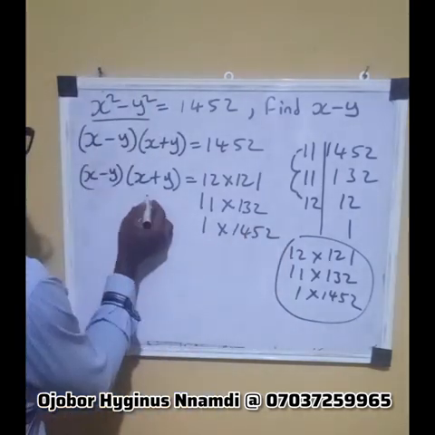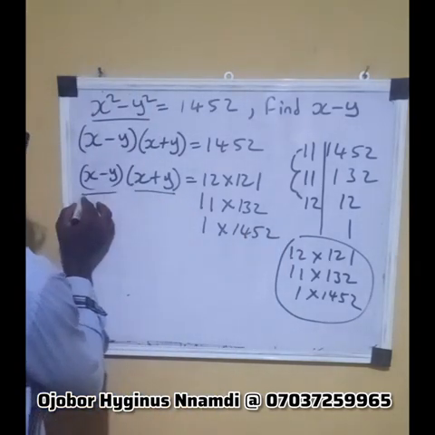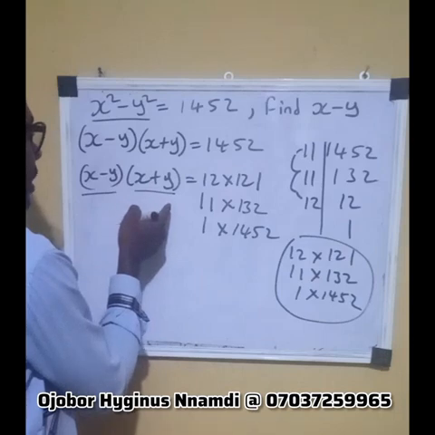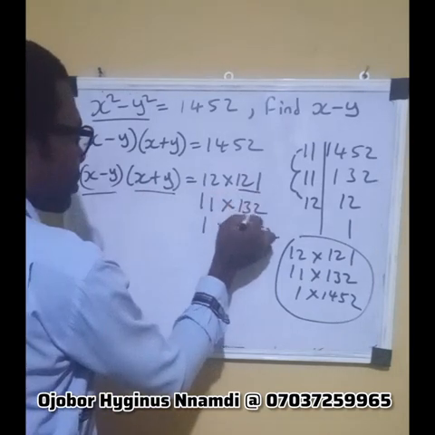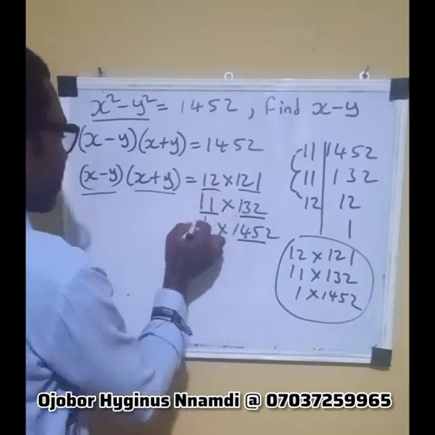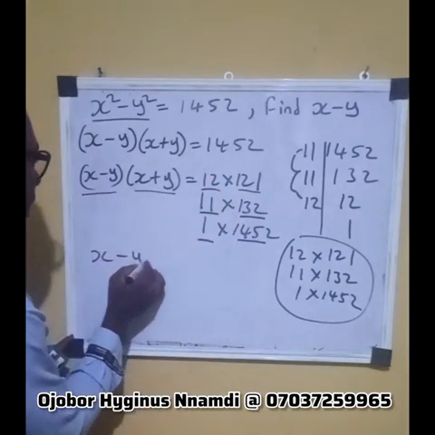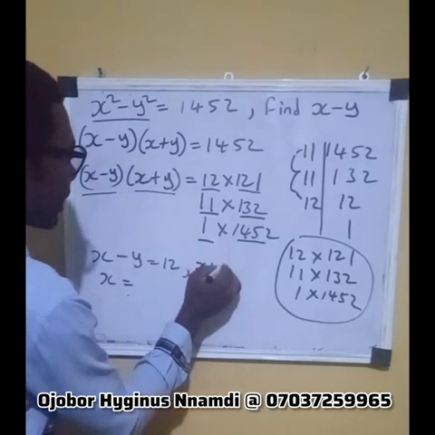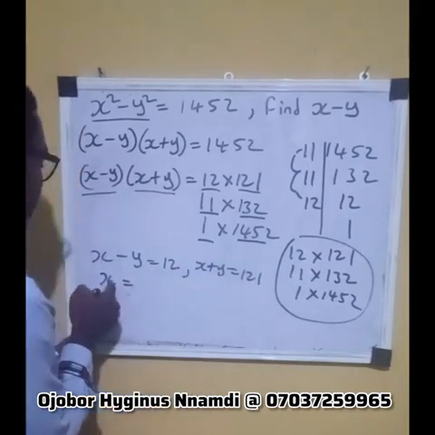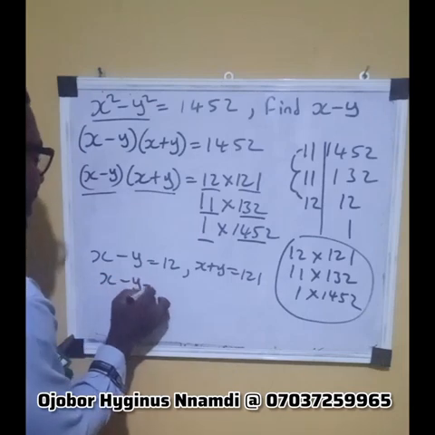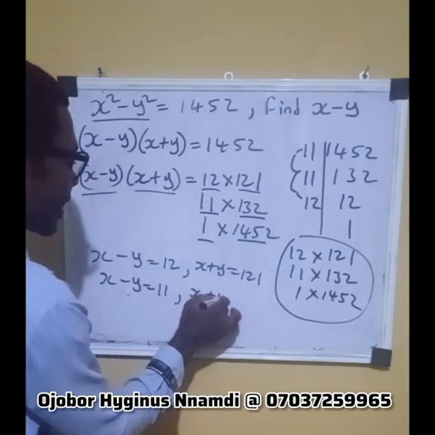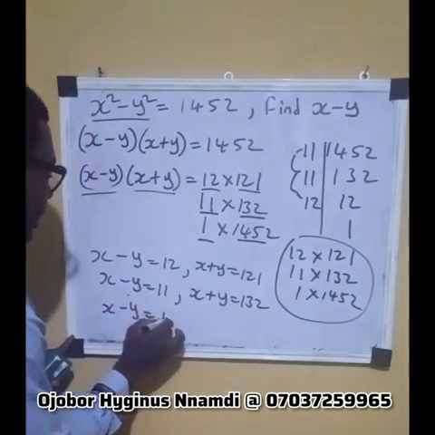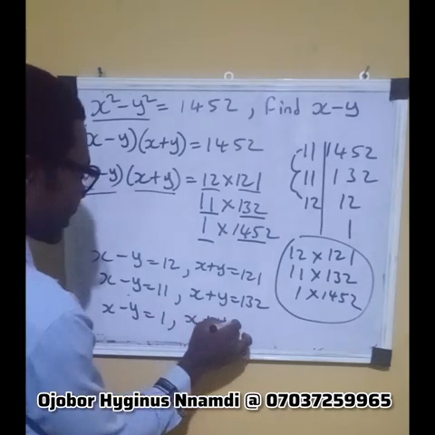Of course, the sum of two numbers is going to be greater than the difference between the same numbers. So the sum goes with the higher number, while the difference goes with the smaller number. It means that x minus y is 12 when x plus y is 121. x minus y is 11 when x plus y is 132. x minus y is 1 when x plus y is 1452.